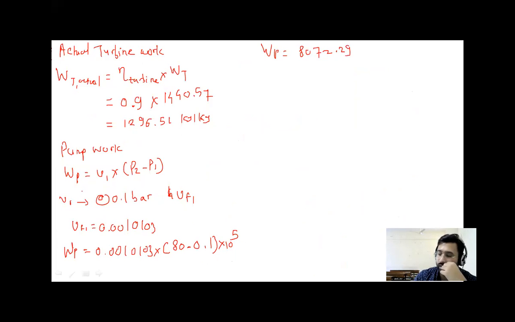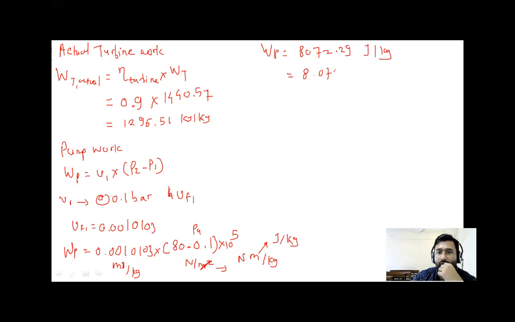See here, we have converted bar into Pascal. So this is in Pascal. Pascal is Newton per meter square. The unit is meter cube per kg. Here meter cube and meter square will cancel. What is remaining is Newton meter per kg. Newton meter is nothing but work done. That is in joule, so this will be joule per kg. So always focus on unit. This is in joule per kg, converted into kilojoule. So this will be 8.072 kilojoule per kg.